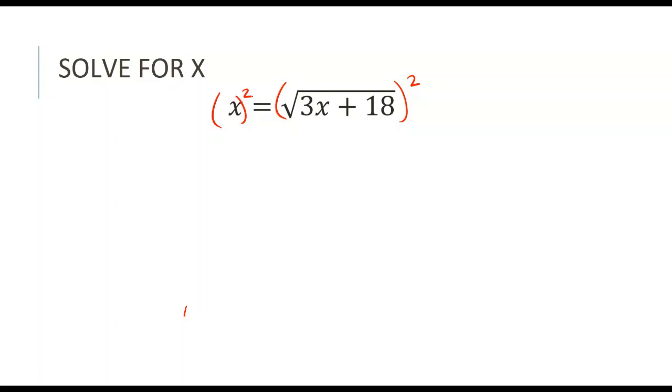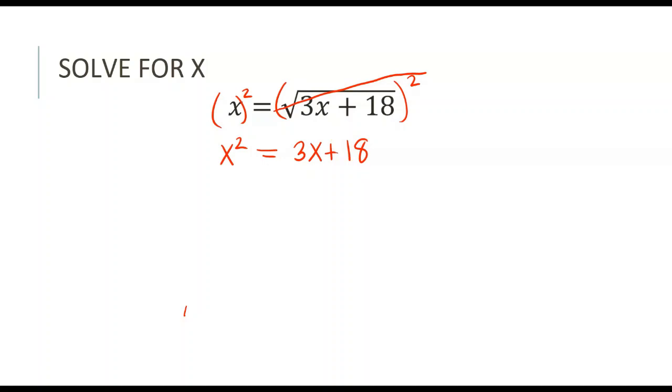Now, you cannot subtract 18 or 3x first. You can't do it. Anything that's inside the radical cannot be removed until you remove that radical first. So that's why we start out by squaring. And when I do that, I get x squared equals the radical and the square cancel each other out. So I'm just left with the radicand, which is 3x plus 18.